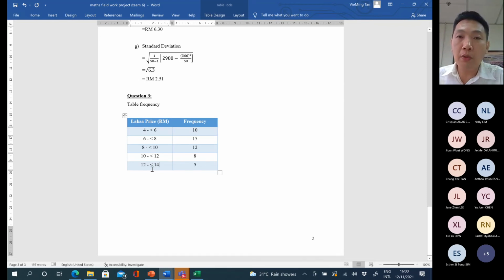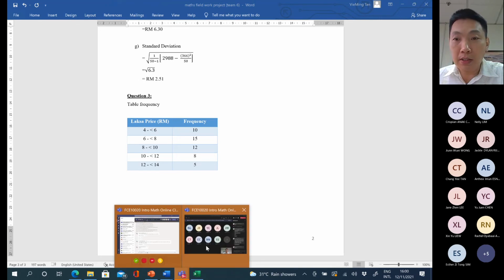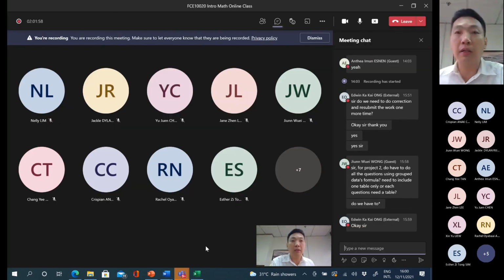Okay, so for your project 2, this group, make sure that you change your class interval into this form. Okay, change to this form. So that means for your group, you can only get maximum 3.5 marks for question number 3. Okay, all right. Any other questions? Let me see. Okay.